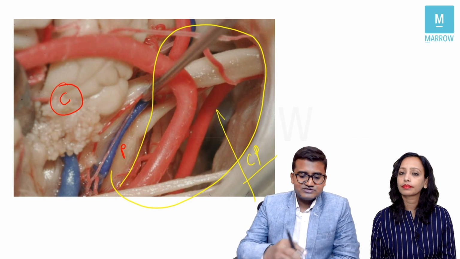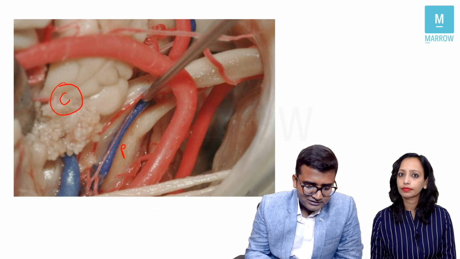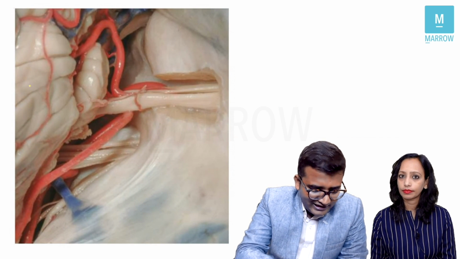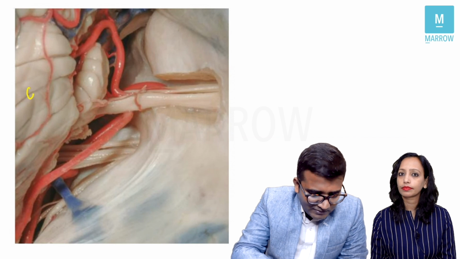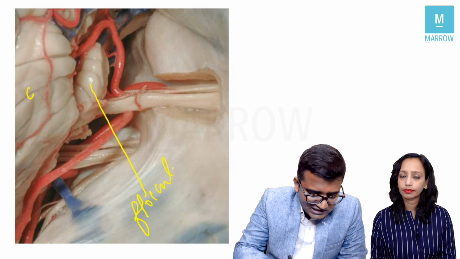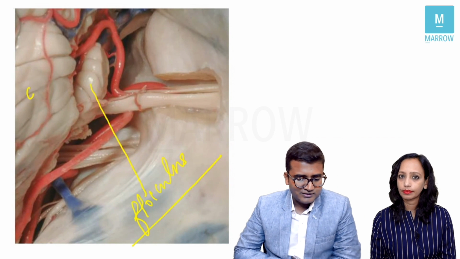Now, what are the contents of the CP angle? Okay. Now, see this diagram here. Again, this is the posterior view. This is the cerebellum. Now, can you see this one? Yes, that is the flocculus, part of the cerebellum.